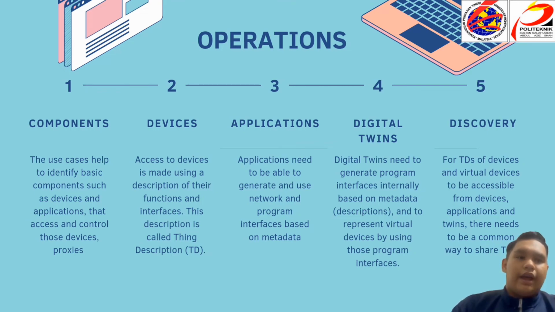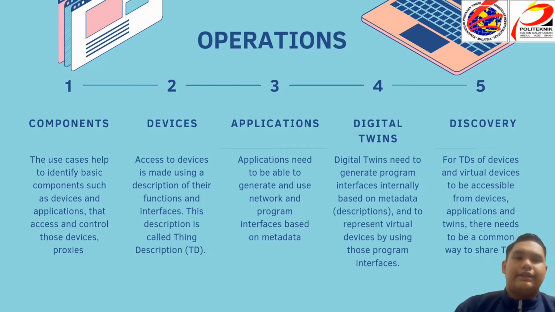Components. The use case helps to identify basic components such as devices and applications that access and control the device, processes that are located between devices, and additional components useful in some use cases, such as the directory, which assists with discovery. Thus, components are connected to the internet or field network in offices, factories, or other facilities. Note that all components involved may be connected to a single network in some cases. However, in general, components can be deployed across multiple networks.